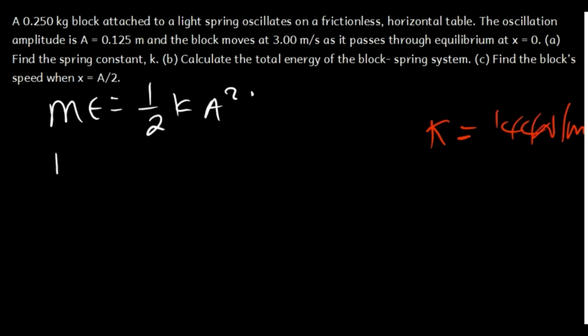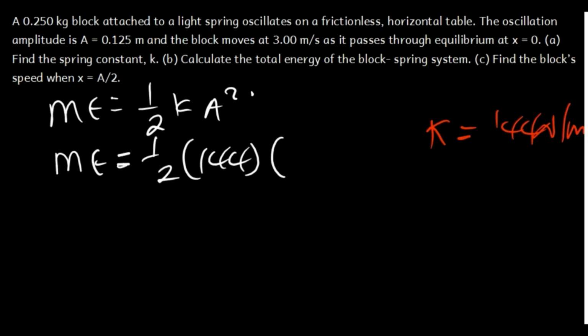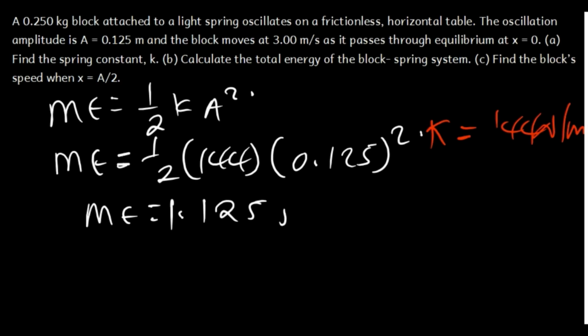Okay, so since we have found the K to be 144, the A is 0.125. Now we square it. So what will be our total energy? 0.5, 1 over 2 is 0.5, times 144, then times 0.125 squared. I'm getting 1.125 joules. So that is the total energy of the block spring system.